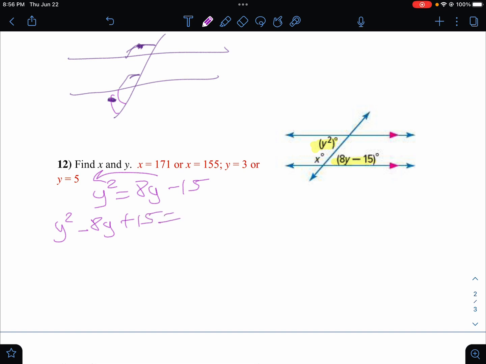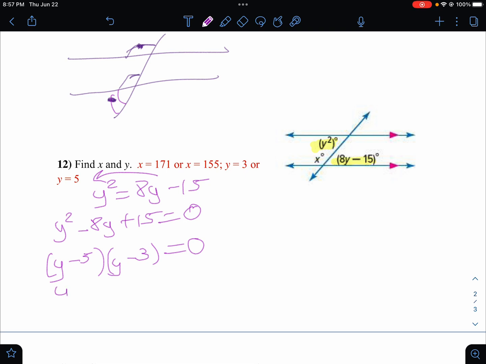That stuff from Algebra 1 shows up time and time and time again. So I can factor this. I need to make two parentheses, two numbers that multiply to 15, but add to negative 8. Well, what two numbers do that? Well, that'd be negative 5 and negative 3. Negative 5 times negative 3 is positive 15. Negative 5 plus negative 3 is negative 8.